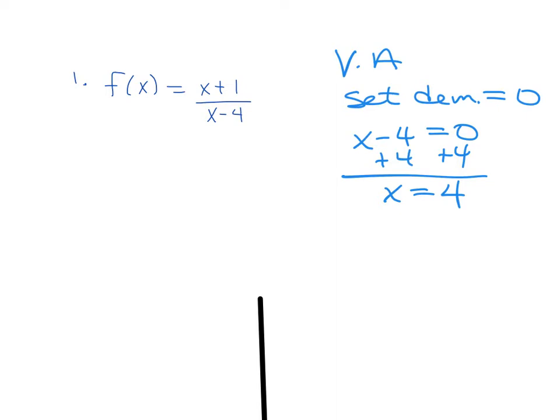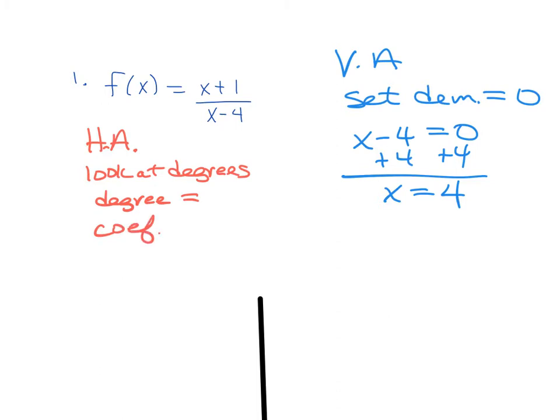For the horizontal asymptote, this is where I look at the degrees. Notice the degrees here are equal. So this is where I use the coefficients. So I'm assuming a 1 in front of this x and a 1 in front of this x. So my horizontal asymptote occurs at 1/1 or at y equals 1.